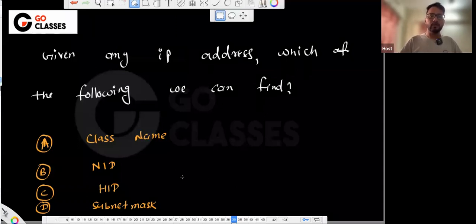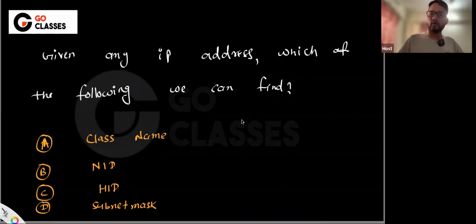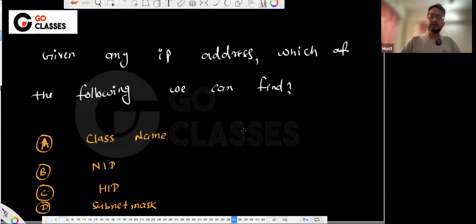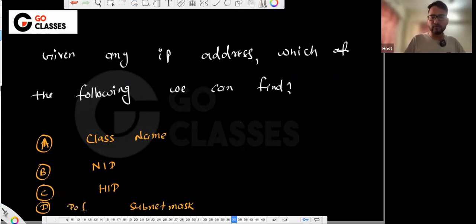Okay. So which of the following can you find given an IP address? I think you can find all of them, right? Let me just write. There is something called the default subnet mask, or the subnet mask only. I will clarify this after subnetting. So you can find the class name, the network ID, the host ID, and the default subnet mask.